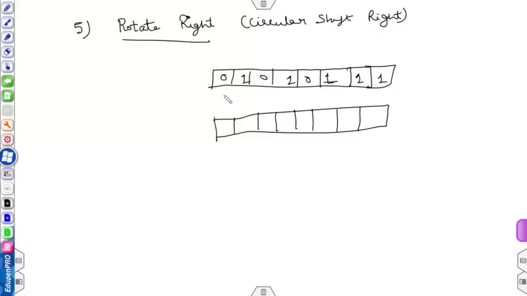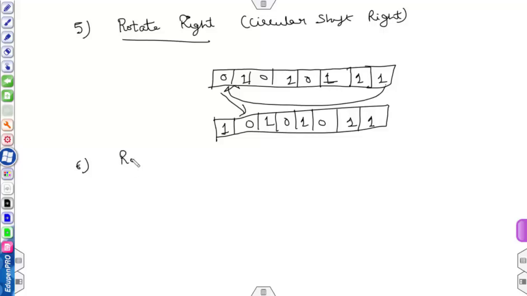Here this 0 will be moved in this direction, giving 0 1 0 1 0 1 1. This last bit will be shifted to the first position, so here at the first position 1 will come. So this is the circular shift right operation. Now you can see that there is no bit loss here.